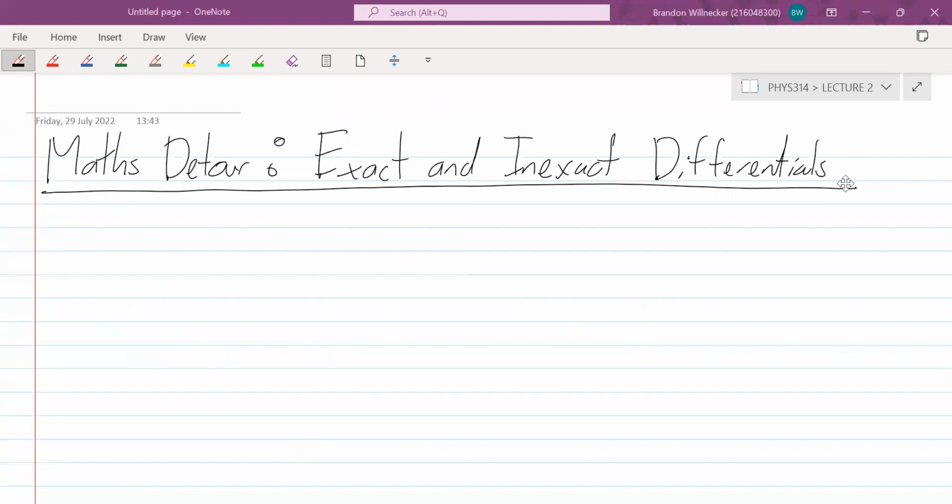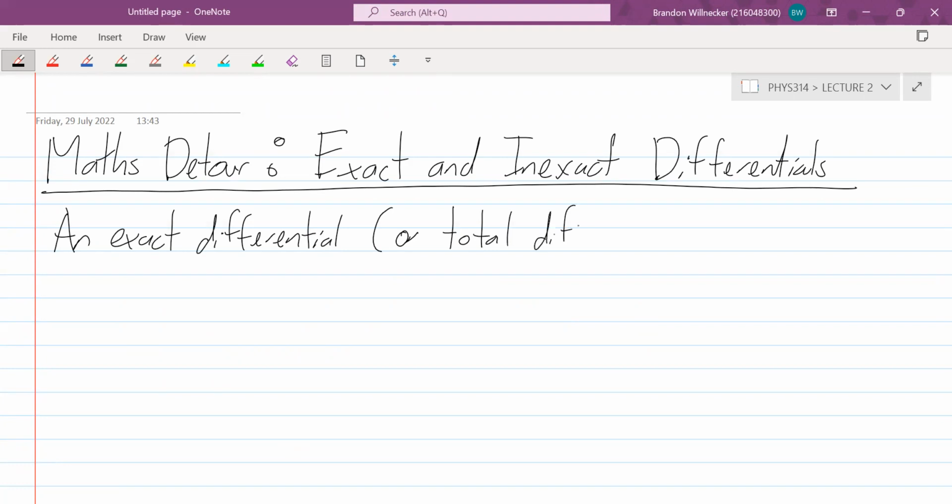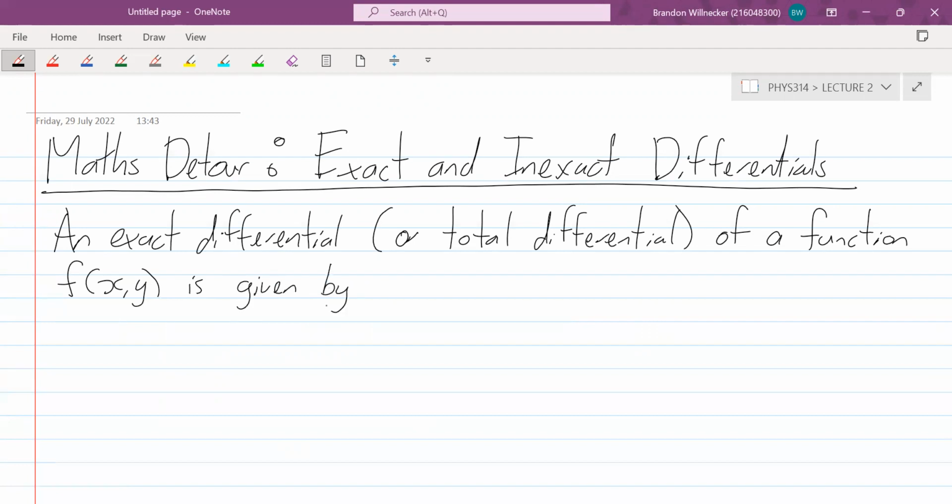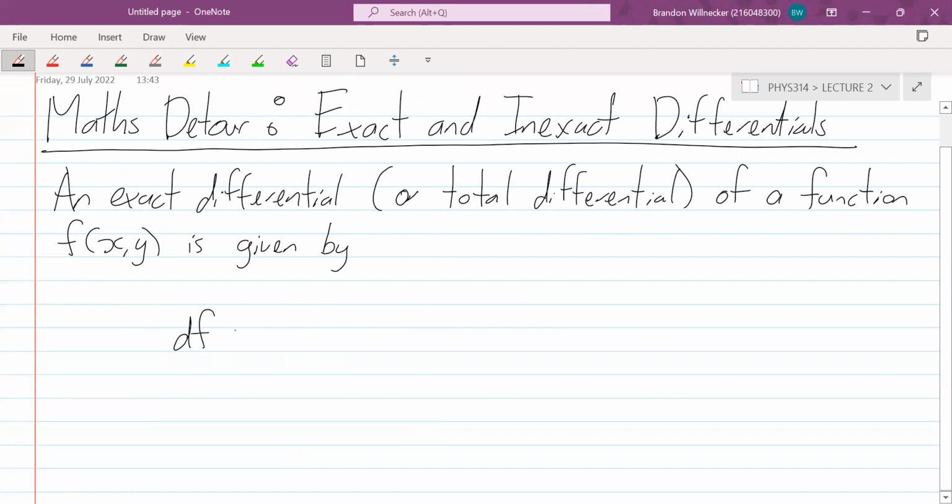An exact differential, also called a total differential, of a function, let's say f of x comma y, is given by df equal to partial f partial x dx plus partial f partial y dy. Remember that from Math 212.